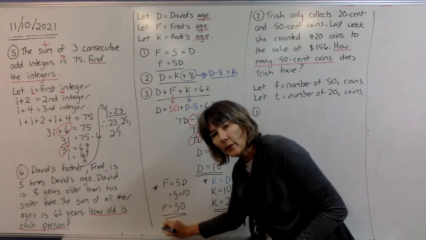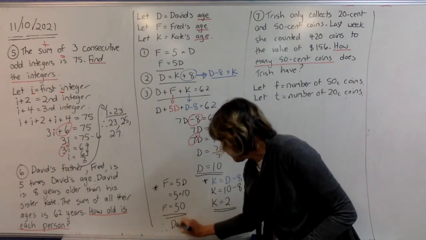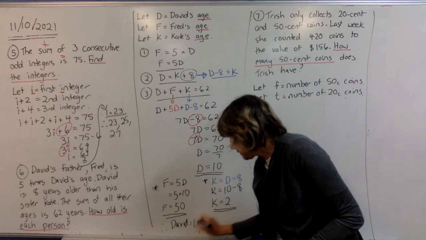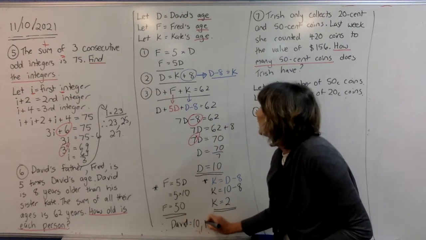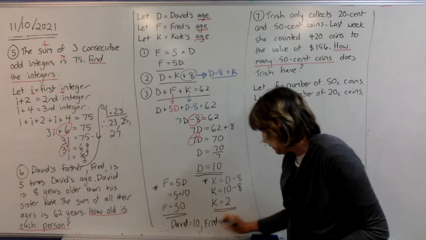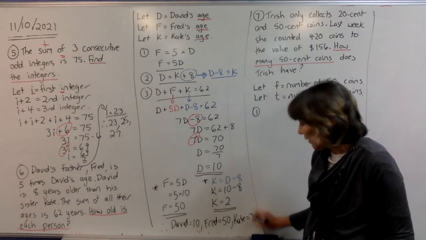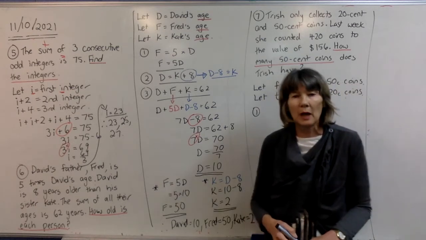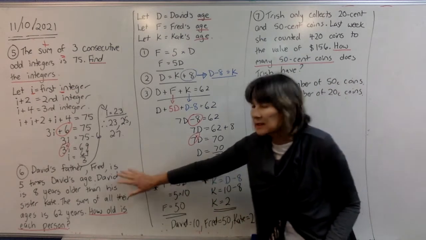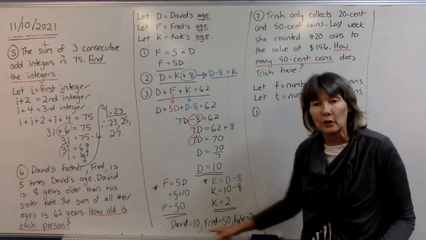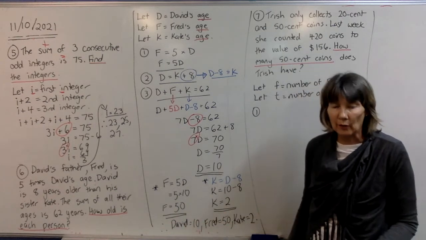So they want to know how old they all are. David is 10 years old. Fred is 50. And Kate, the little sister, is 2. If you have time at the end of an exam, you would go back and just check that all of these statements that they made here are true for your numbers. Okay, and you'll find they are.